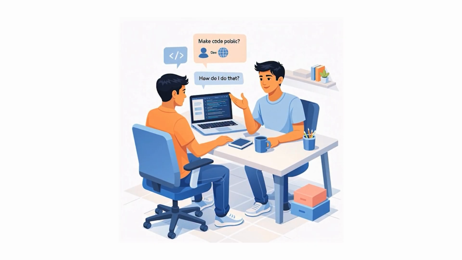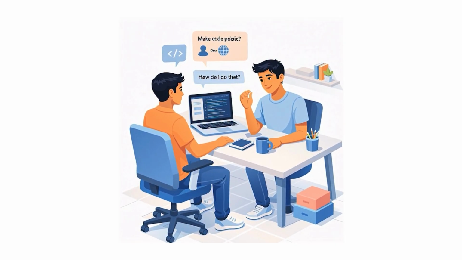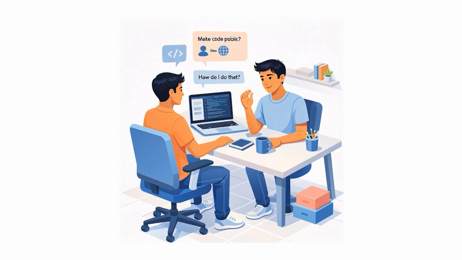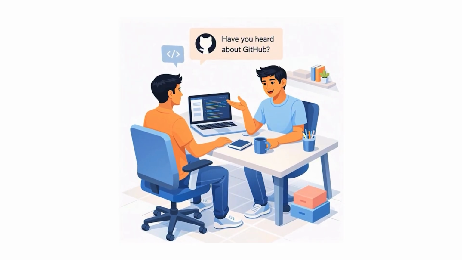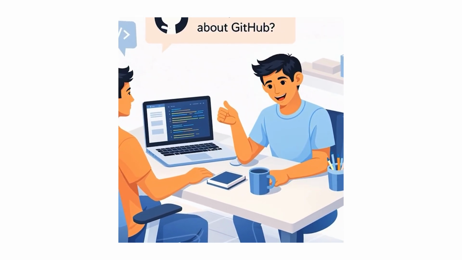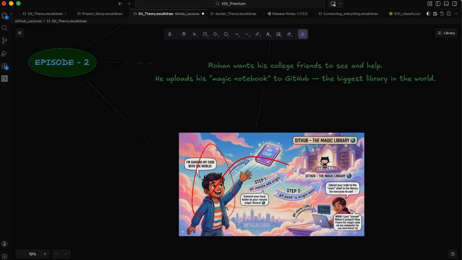Then again he moves to his friend and asks for help: how can I keep my code public so that others can also use it? Then his friend tells him that there is a cloud repository called GitHub where you can push your code, and it is like a kind of magic library where other people can also see Rohan's work. This is what we call open sourcing a project in technical words.